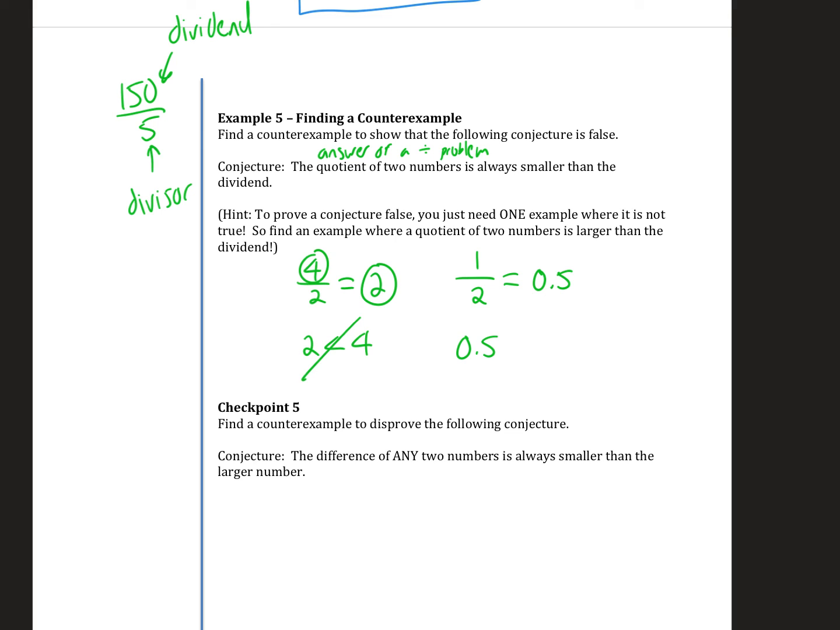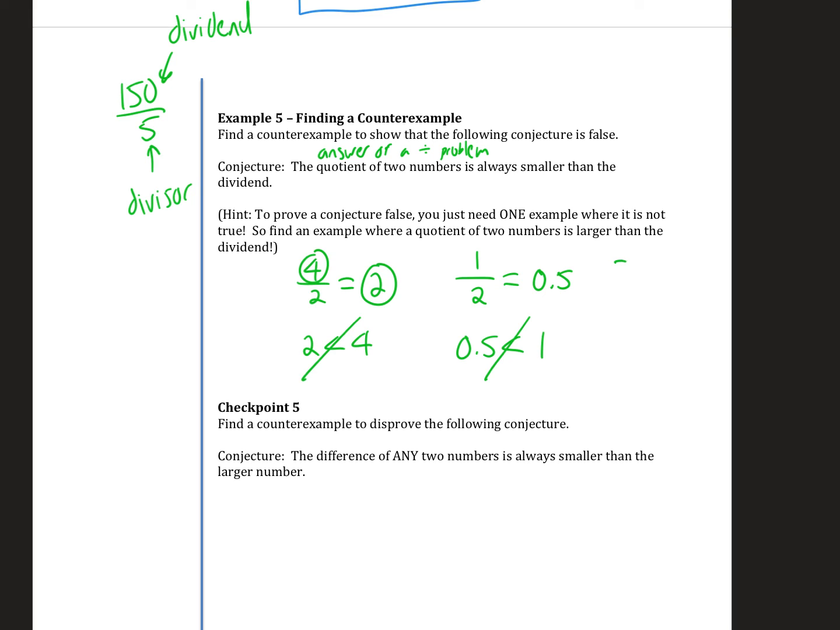Is 0.5 greater than 1? Let's see here. Actually, 0.5 is still less than 1, so this one also doesn't work. So how can we get creative here so that the answer is actually bigger than the original number we're dividing?